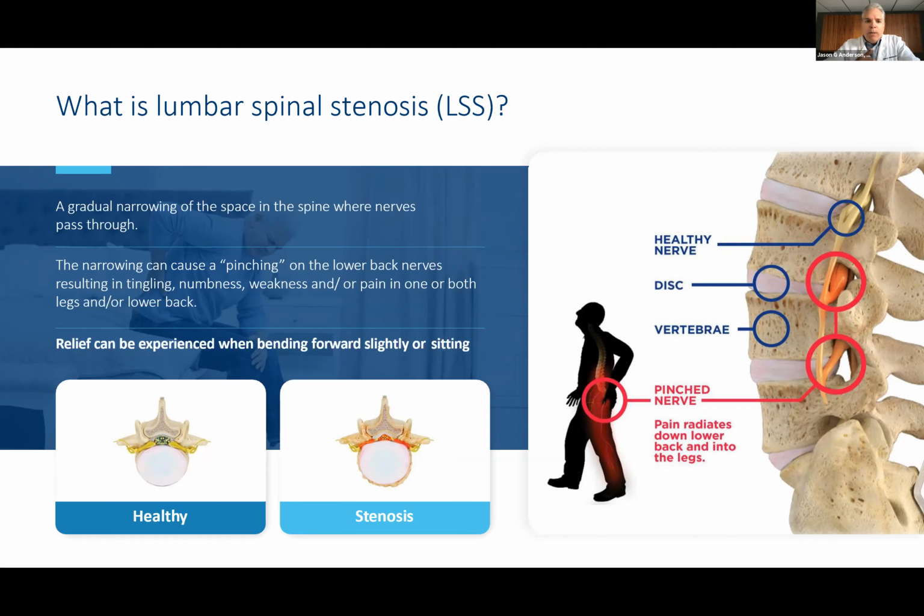The picture here on the left at the bottom shows a healthy central canal and opening where the nerves exit. And the one on the right shows what happens when there's stenosis or narrowing, either where the holes exit in the foramen or in the central canal.